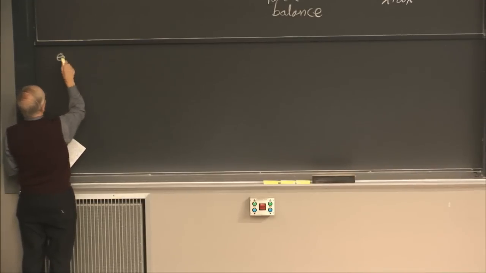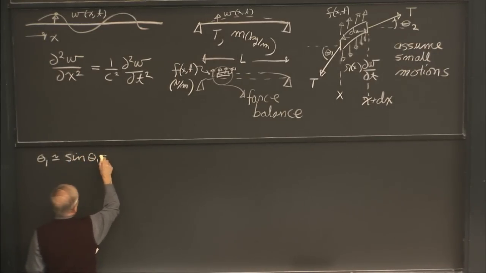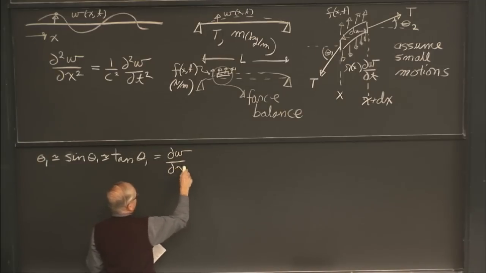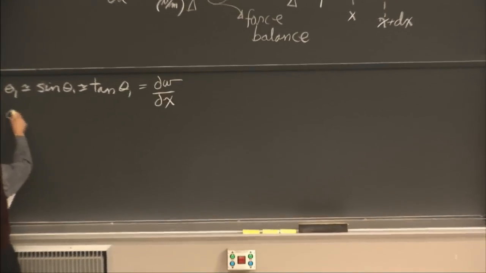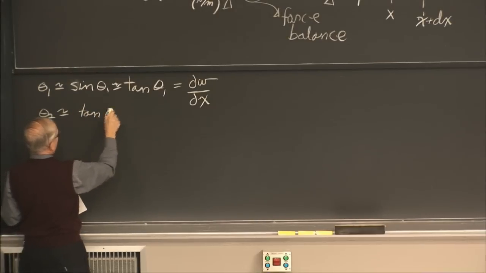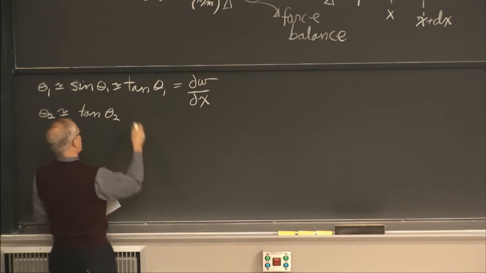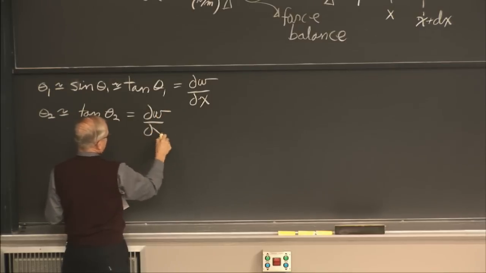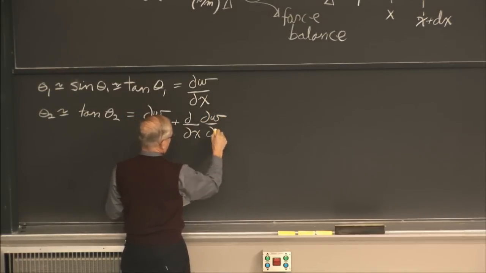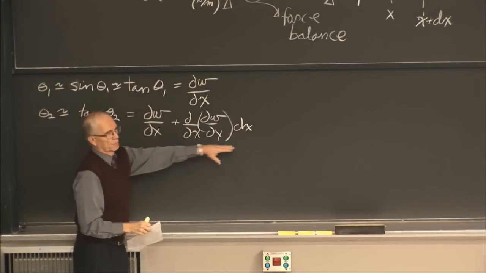And if you assume small motions, then you can say theta 1 is approximately equal to sine theta 1. That's also approximately equal to tan theta 1. And that's equal to the derivative of w with respect to x, just the slope. We're going to take advantage of that. And theta 2, same thing. It's approximately equal to tan theta 2, and sine and all those things. But the slope has changed a little bit when you go through dx. And this is equal to the slope on the left-hand side plus the rate of change of the slope times dx. So that is the slope on the right-hand side.